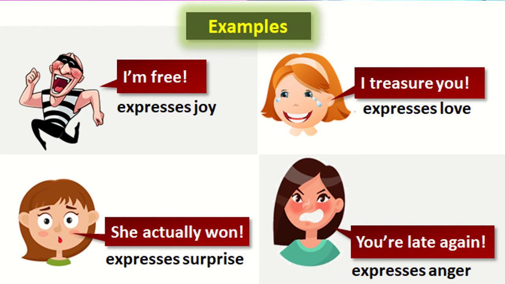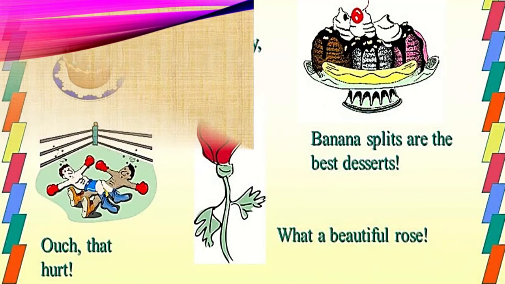Let's check the other example. I treasure you! It means that I'm in love with you. So she is expressing how much she loves you. She actually won! And finally, you are surprised by she actually won. Or maybe you are expressing anger. You are late again! When you are shouting at someone in front of you, you are late again, because he did it before. So all of them are expressing strong feelings.